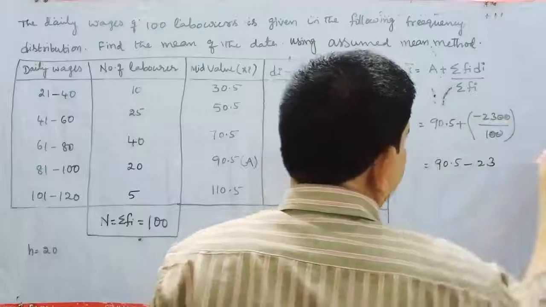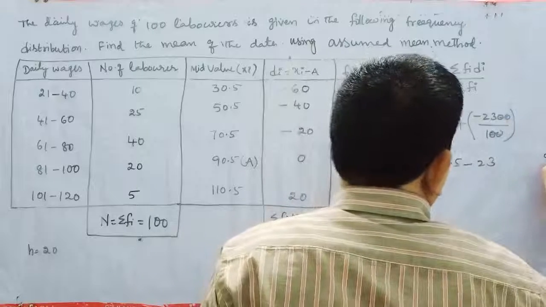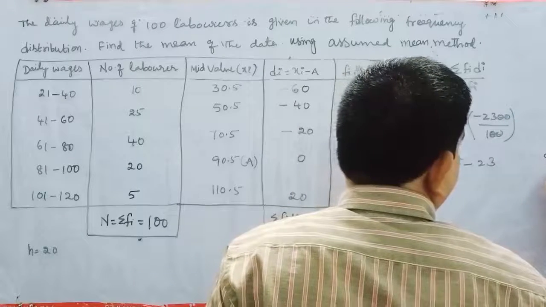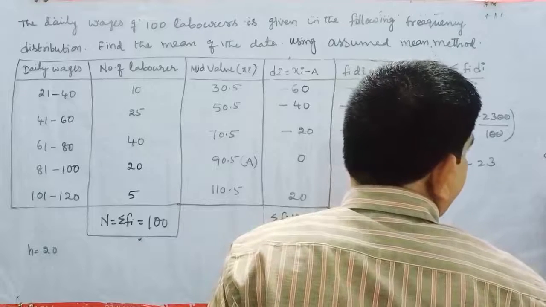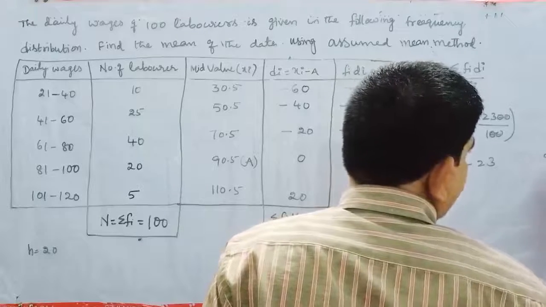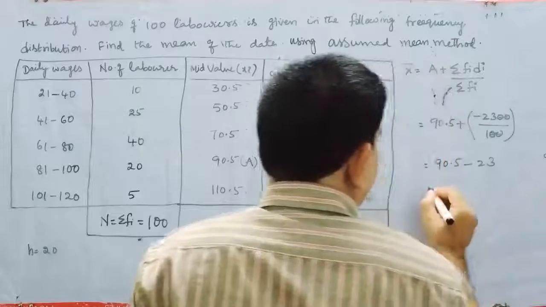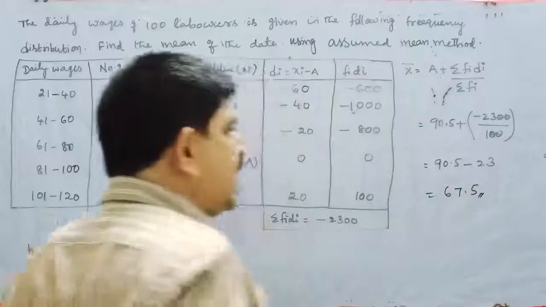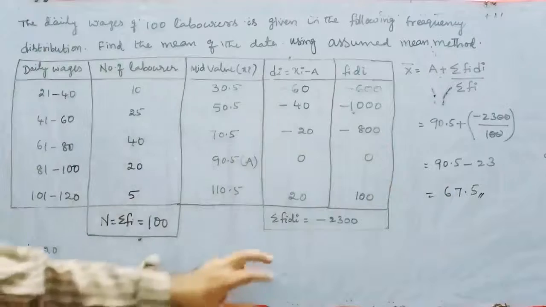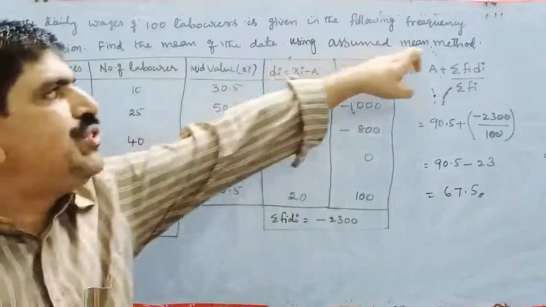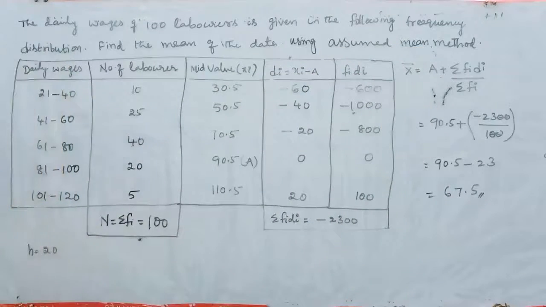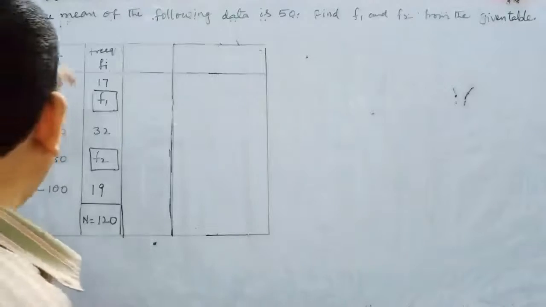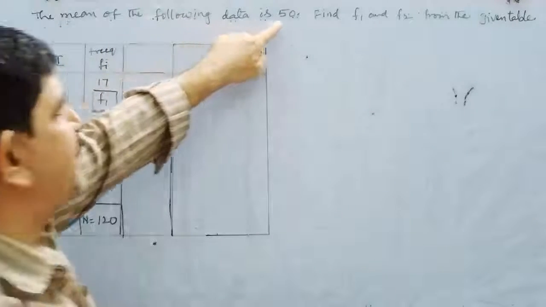So that is equal to 90.5 minus 23.0, which gives 67.5. So this is the mean of the given data using the assumed mean method. Okay, next question. The mean of the following data is 50.